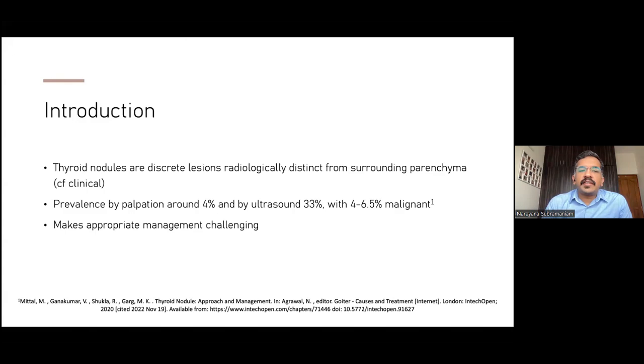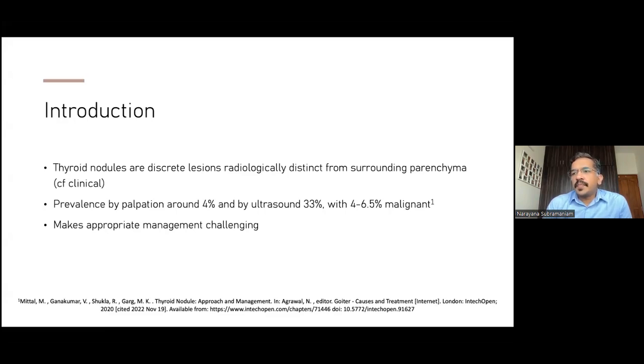So the prevalence of thyroid nodules is quite high. There have been some studies that show that when you palpate patients, you are able to find nodules in about 4% of them. But as we know, with the advent of high frequency ultrasound, the likelihood of picking up nodules in the thyroid gland is much higher. So almost 1 in 3 patients has a radiologically distinct nodule. But it's important to realize that only about 5% of these are actually malignant.